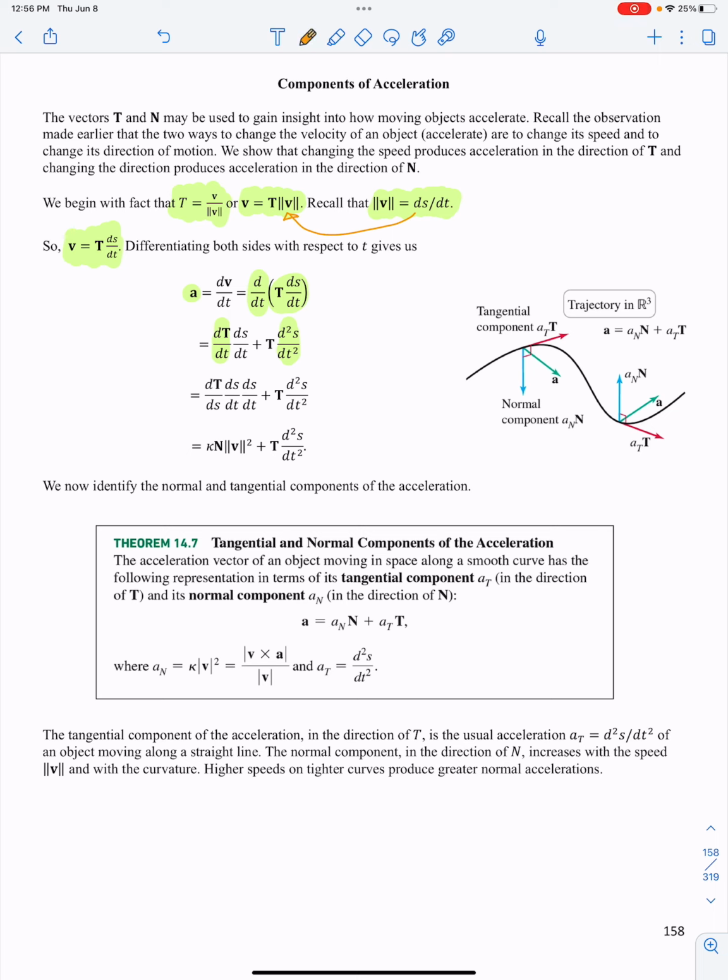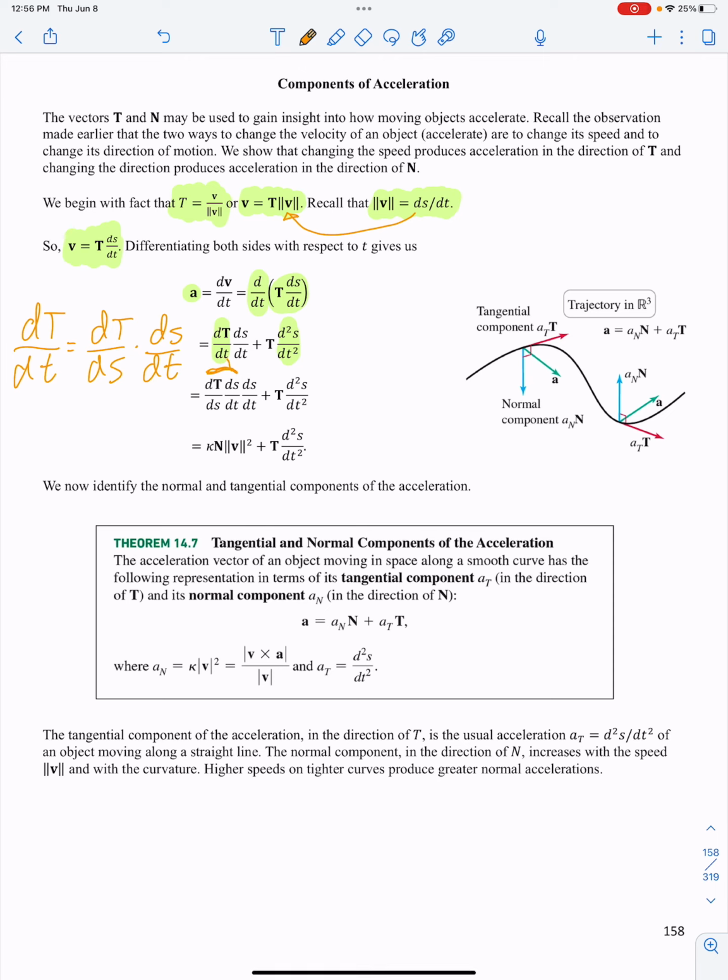This next step looks a bit tricky, but we can actually take dT/ds, and I can use the chain rule from Calc 1. If we start with dT/dt, I can break that down to dT/ds times ds/dt. So that's what they did from here to there. We know those are the same thing.